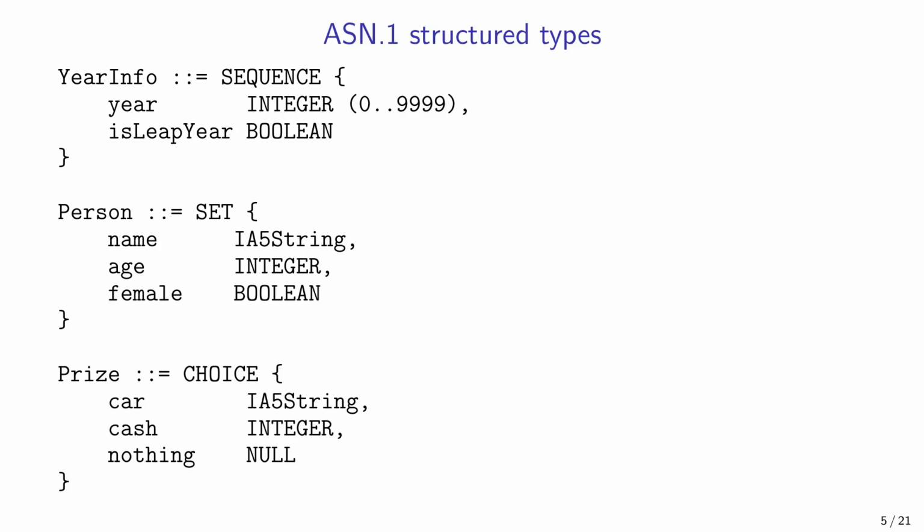Another structured data type is choice. In choice, as the name indicates, only one of these defined values must be present. Okay. Note that the values can be nested. For example, sequence can contain another sequence inside it, which in turn contains yet another sequence, and so on. I hope it makes sense.